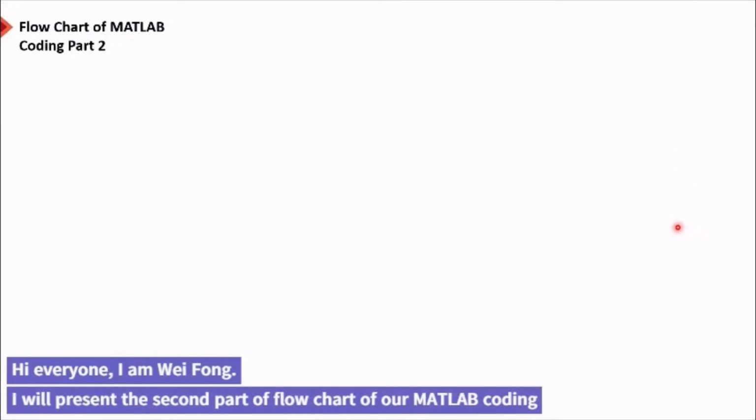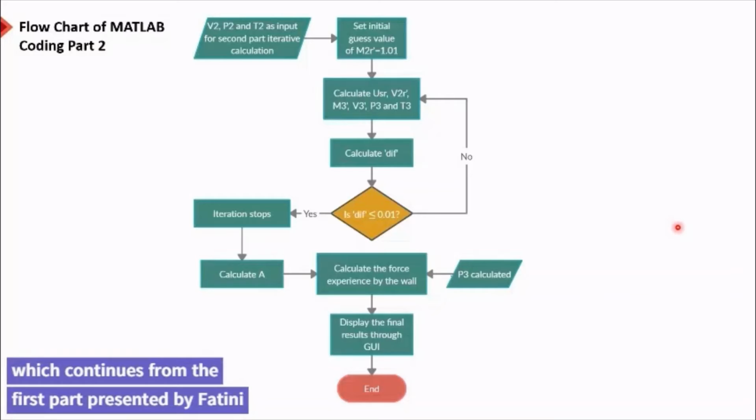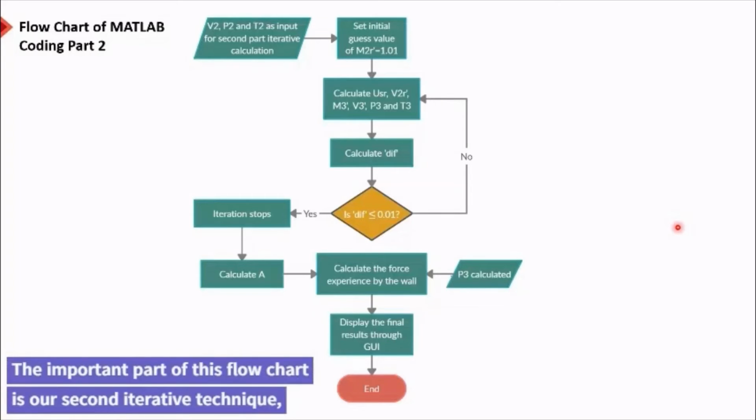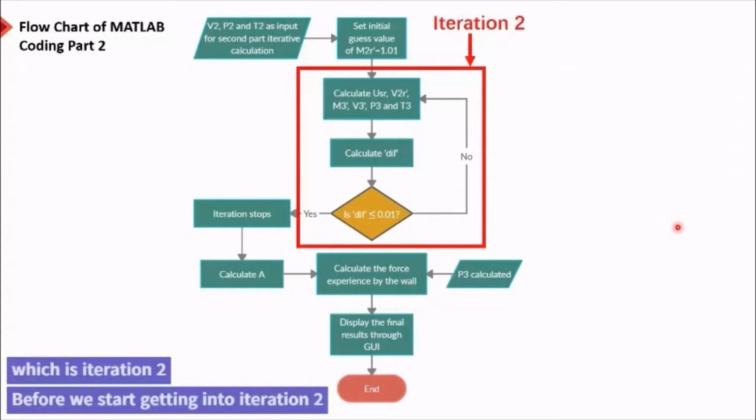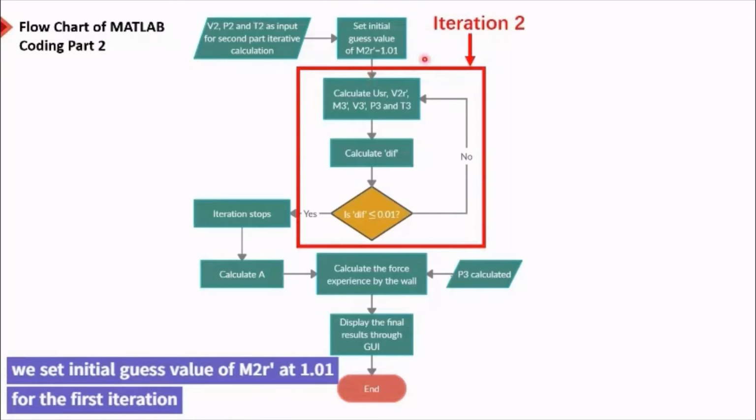Hi everyone, I am Fong. I will present the second part of the flowchart of our MATLAB coding, which continues from the first part presented by Fatini. The important part of this flowchart is our second iterative technique, which is iteration 2. Before we start iteration 2, we set the initial guess value of M2R prime at 1.01 for the first iteration, because this value is low enough and yet supersonic.